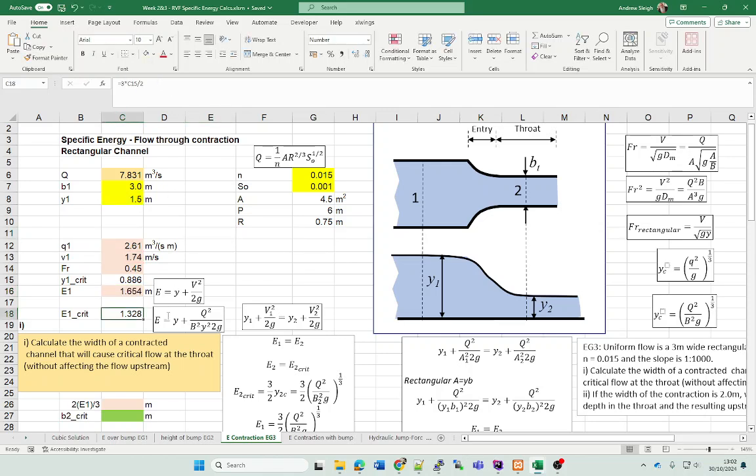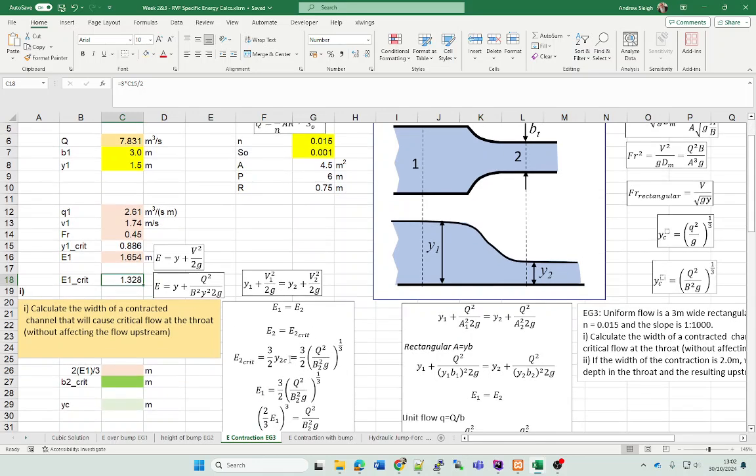Now we're going to calculate E critical. So E critical, remember, we can look at our formula here. Now I've got it in terms of E2, but it's the same for E1. E crit is equal to 3 over 2 Y crit, or Y crit is equal to 2/3 of E crit. Okay, so for E1 crit we can type E1 crit is 2/3 of Y1 crit. So what do we see in the numbers? That the critical energy is 1.3, the actual energy is 1.6. So we know that we're in the top half of the energy curve, so we know that we're in subcritical flow, and the Froude number is telling us that as well, that it's less than 1, so we're in subcritical flow.